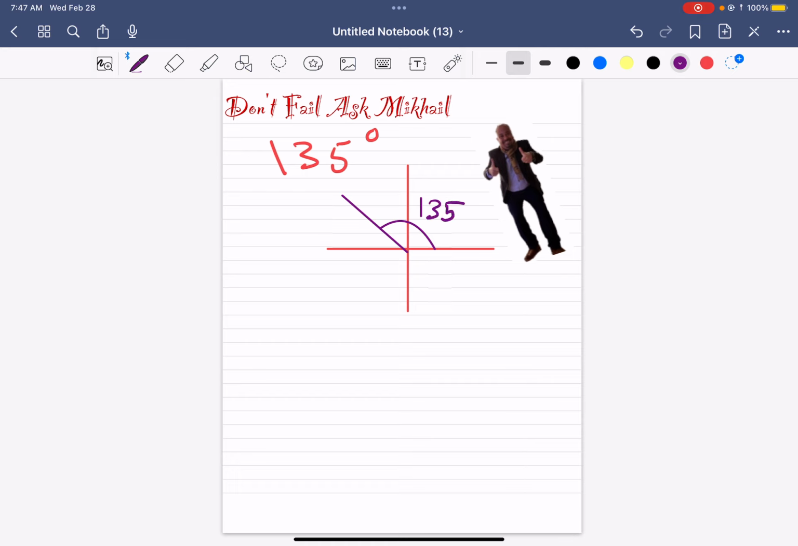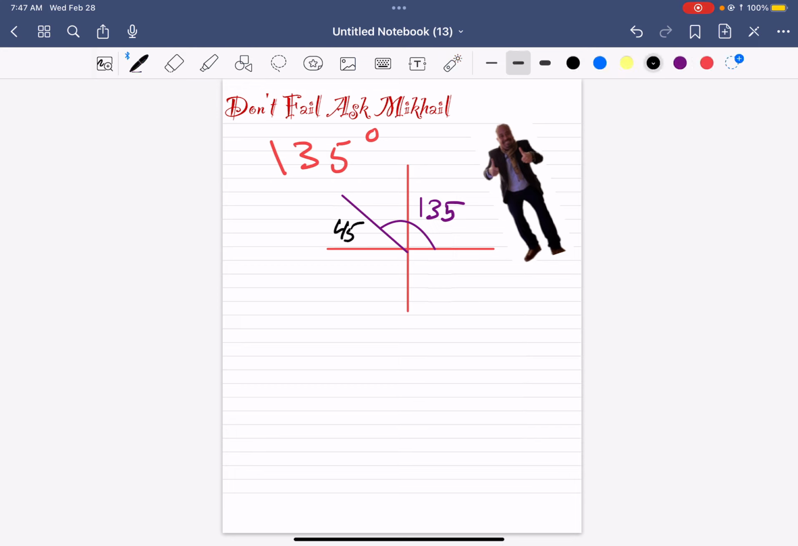So remember, for every angle we try to find the trig with, we have to work with the reference angle. That's my reference angle over here, the angle that is acute with the x-axis and also a positive angle. So the reference angle in this case, excellent, is 45.